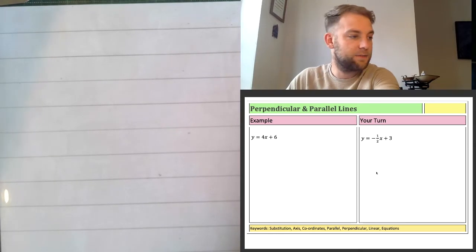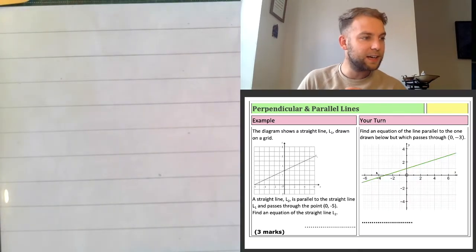Okay, let's have a look at this next one. So the diagram shows a straight line, L1, drawn on the grid.